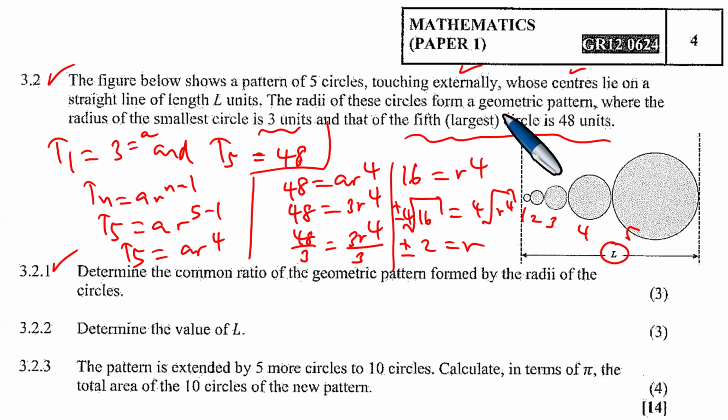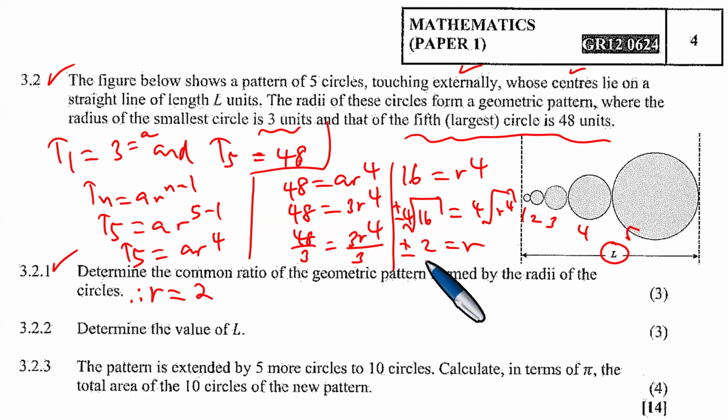The radii of these circles form a geometric pattern where the radius of the smallest circle is 3 units and that of the fifth largest circle is 48 units. And the examiner proceeds to say, then determine the common ratio of the geometric pattern formed by the radii of the circles. Now, at this point, we can accept that our R is equal to 2.